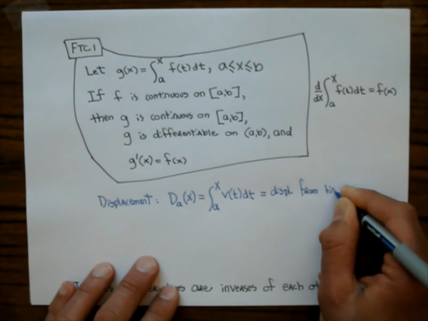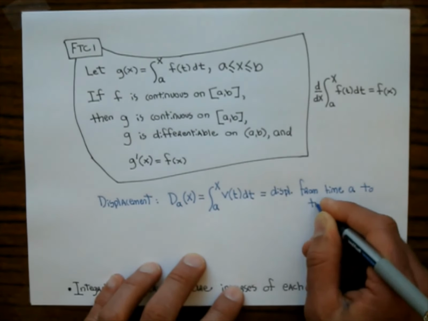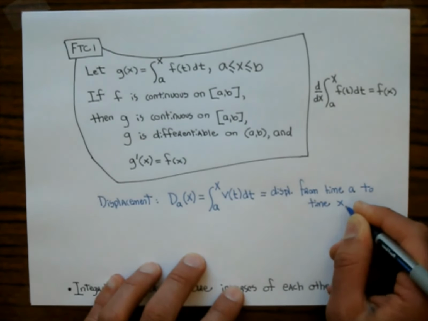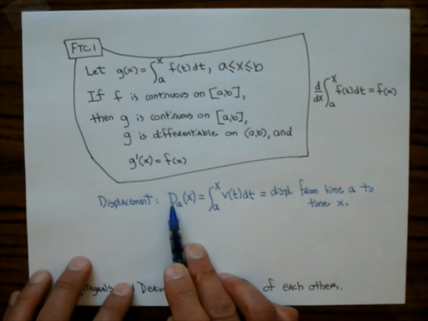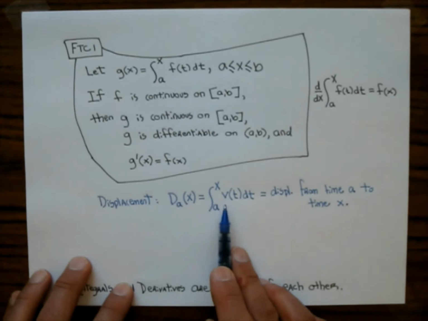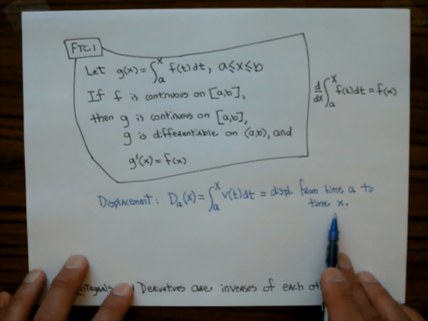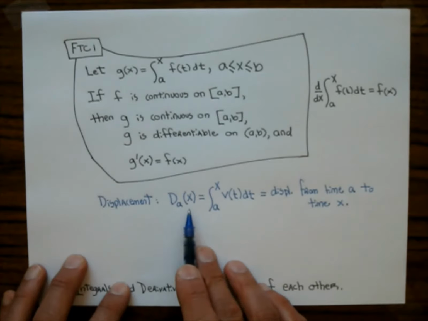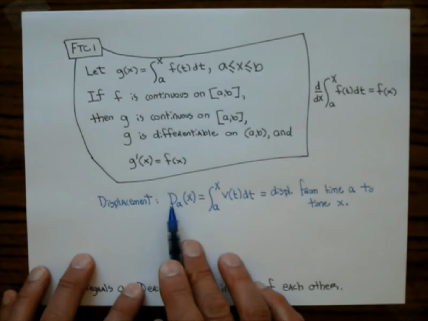from time A to time x. So lots of times we start our time at 0, so lots of times we'll say displacement D sub 0 of x. And so you can put like x equals 7, x equals 12, and each time you plug it into this function, it gives you the displacement from 0 to those times. And it's kind of a neat function. We don't always need it, but it is one way of grabbing onto the displacement that we never saw in this class, where we wrote it like this.